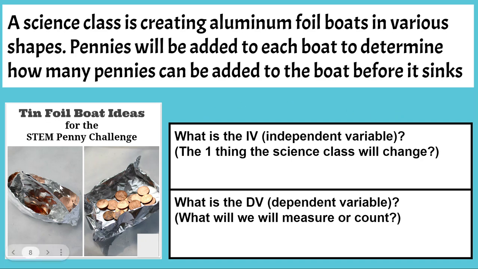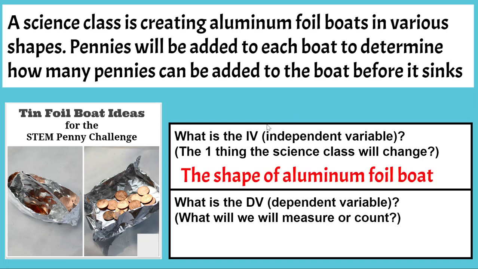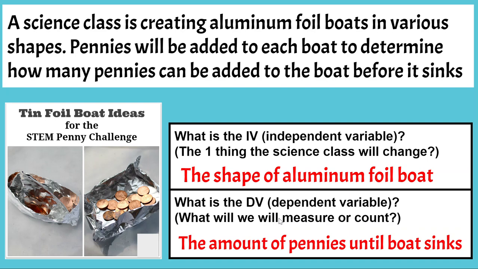We have different people making these different types of boats. What is the independent variable then? What's the one thing the science class will change? It's the shape of the boat. And then they want to know what effect did the shape of the boat have on how much it can carry. So they're going to measure their dependent variable. They're going to measure how many coins they could put in there, how many pennies.